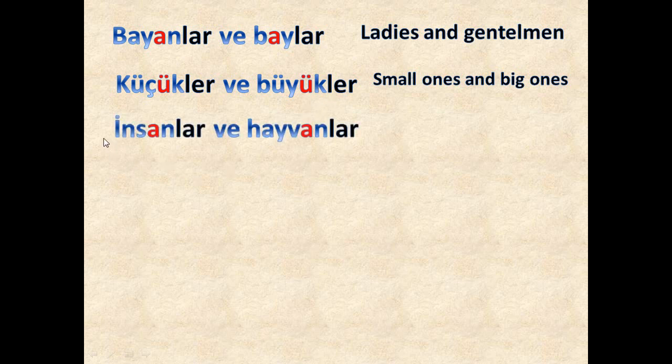The other example, here we have insanlar ve hayvanlar. İnsan means human. Here we have the sound a. We combined it with the suffix lar, and here we have hayvan, which means animal, and because of the last syllable's thick sound, we combined it with lar. Here we have humans and animals. I read it again, insanlar ve hayvanlar.